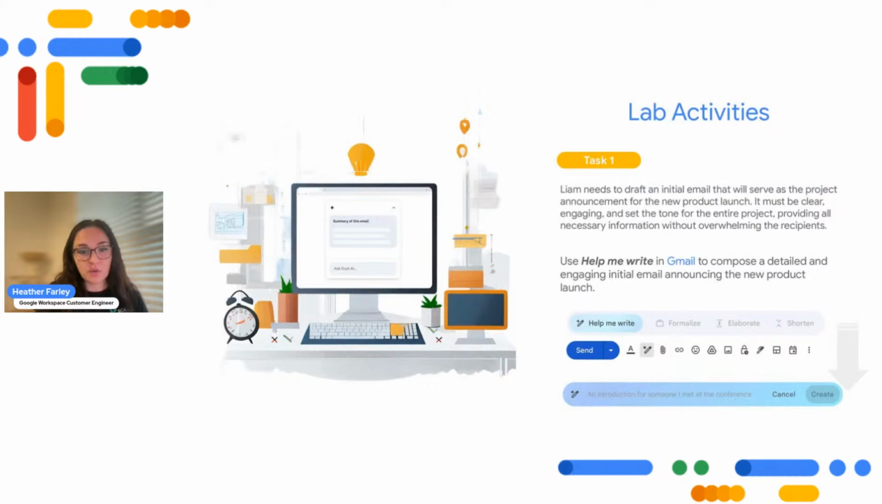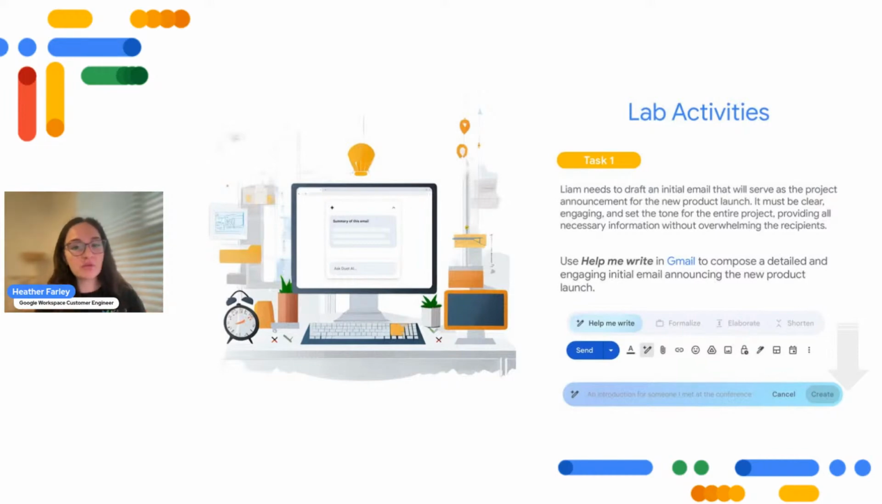All right, so we'll jump into our first lab activity. So the first initial thing that Liam needs to do is draft an initial email to serve as the project announcement. We're going to help Liam with that. So we have about 3 working tasks, 4 in total, that we're going to analyze to be able to help Liam out within his journey of launching Fresh Choice Fruit Bar.